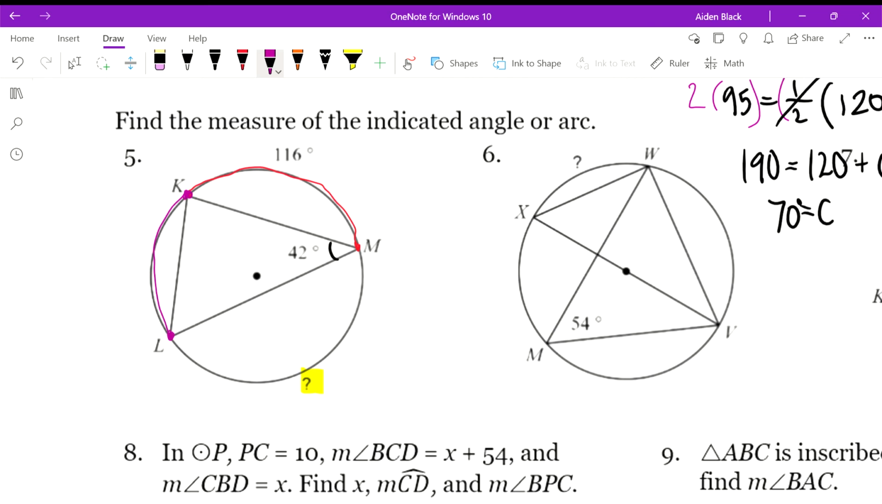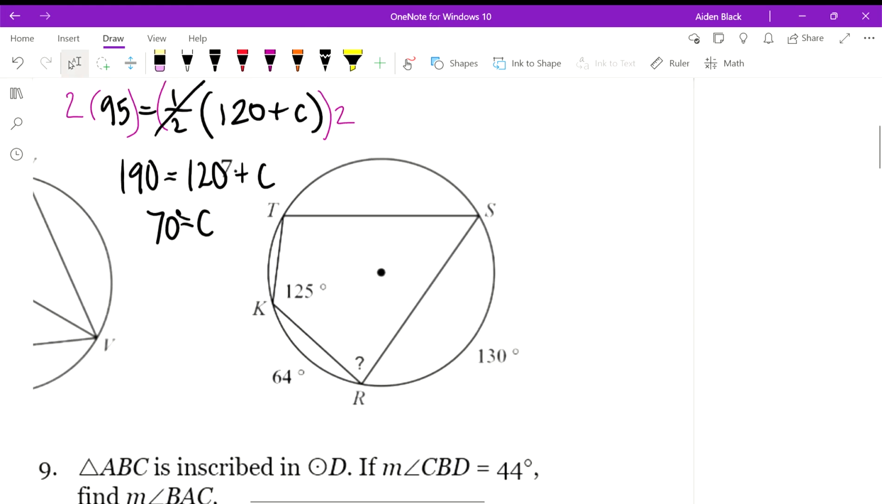So again, remember, what is this equal to? The intercepted arc is 2 times the measure of the inscribed angle. So let me make this purple so we see how they correspond. So 2 times 42 is 84. So we know 84 plus 116 plus that angle we're looking for equals a full circle, 360 degrees. You can solve that from there, right?